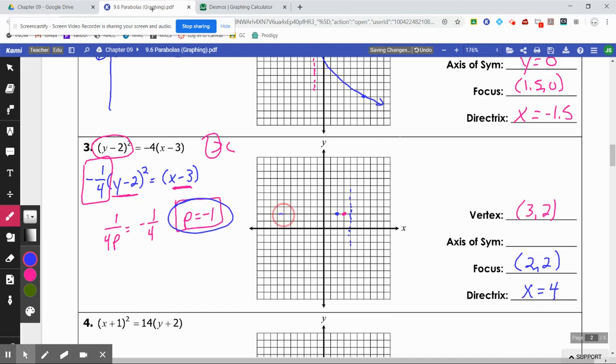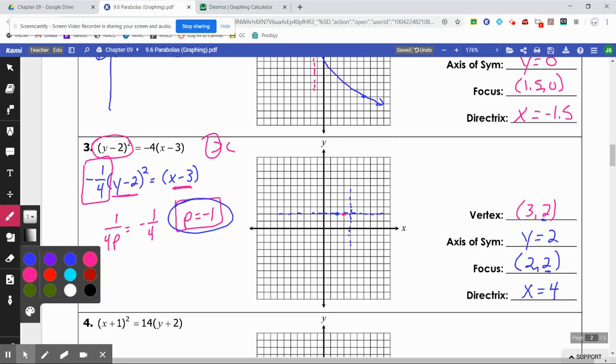Your axis of symmetry is going to be right here, that passes through your focus and passes through your vertex. That axis of symmetry is going to be at y equals 2, because again, if it passes through the vertex and the focus, it has to have the same y value there.